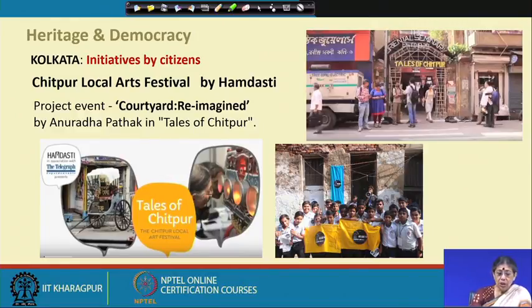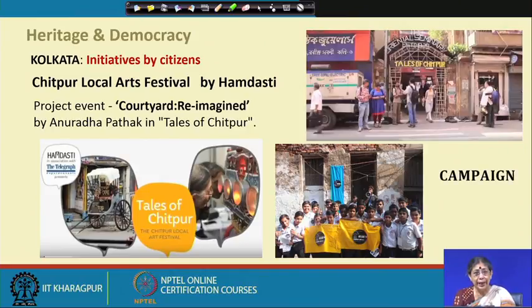This Chitpur Local art festival, by Hamdastis, an NGO, is done by a very important installation artist, Anuradha Pathak, and her friends. They have been working for the last 2-3 years on the tales of Chitpur. What they do is involve the school children and the locals, and they have exhibitions and activities, and they try to find out what the everyday life is and what the heritage resources and activities are.